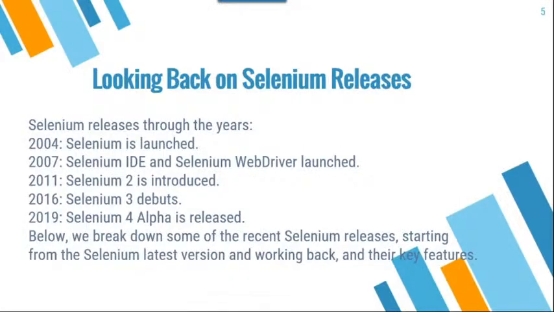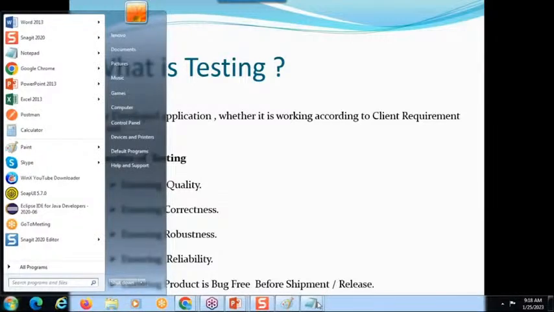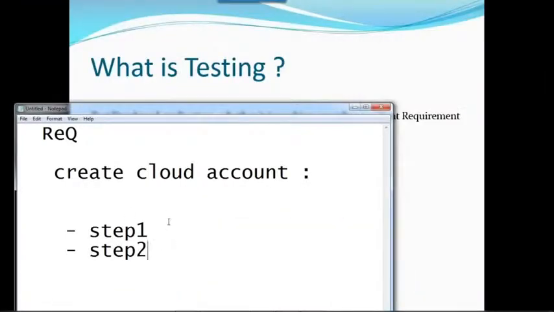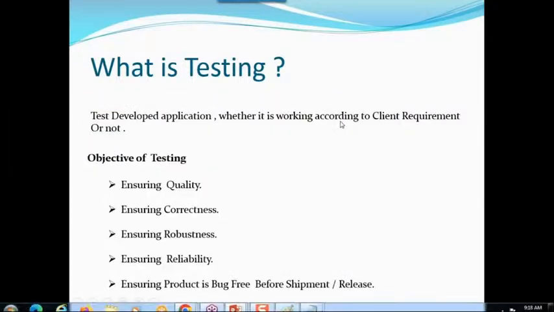How can you say it is working as expected? If the requirements, what is given in the requirements, and what you are getting in the output are the same, then you can say that it is working as expected. Actual result is equal to expected result. So you can say that it is working as expected. Okay, thank you.